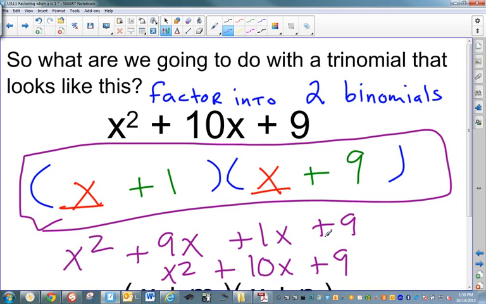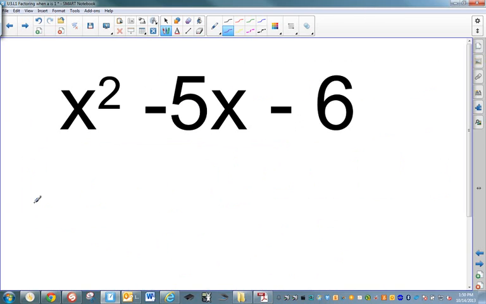Let's do that. x squared minus 5x minus 6. Once again, think about what Justin told us. We know that it's going to factor down into two binomials, so go ahead and get your parentheses right there. Then think about what Marco told us. How do you get x squared? Well, it's going to have to be an x and an x.